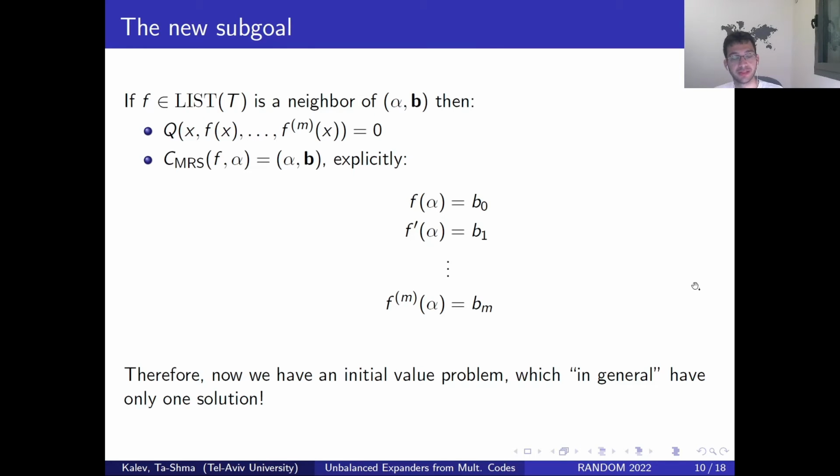Now we are in a much better situation than we've been before, because now we're not only having a differential equation, we also have an initial condition on the solution. And therefore, we have here an initial value problem, which in general has only one solution, which is good for us. So what I'm planning to do for the rest of this talk is to talk about this in a general statement, formalize it, and then prove it.